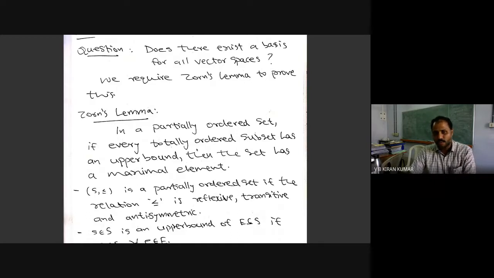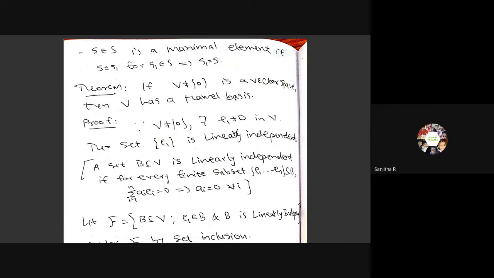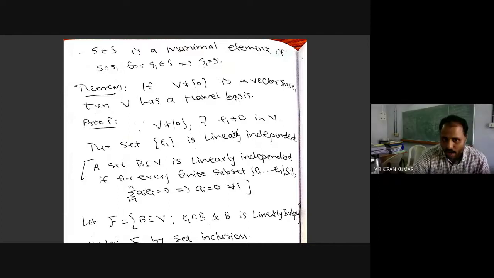I will use this Zorn's lemma to prove that every non-zero vector space has a Hamel basis. Have you seen this proof? Yes, sir, in the lemma test. Most of you have done this proof, right? However, I will just sketch it. The proof is very simple. You start from a non-zero vector space. Then definitely there will be a non-zero element, say e1. Then the singleton set {e1} is linearly independent. That is easy, right? Do you agree with that?